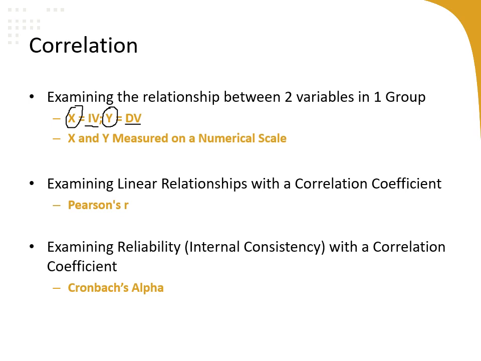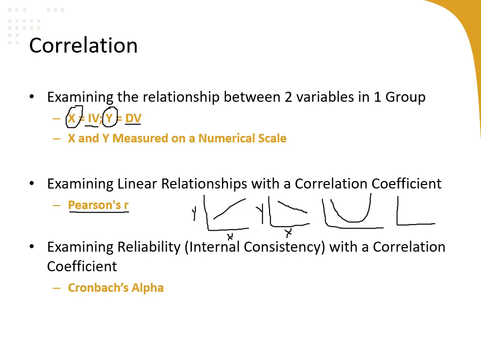Also, keep in mind that there's a ton of different types of correlations, but for the most part, we are looking at Pearson's r, which is examining linear relationships where there's a consistent increase or a consistent decrease in Y as X increases or decreases. There are certain types of relationships that are curvilinear, like this, or like this.